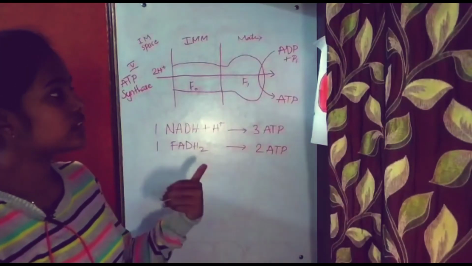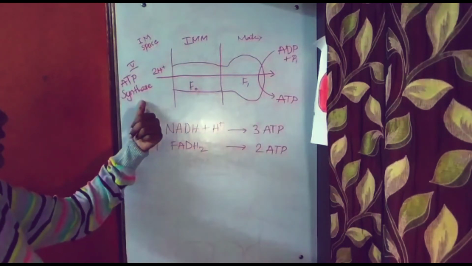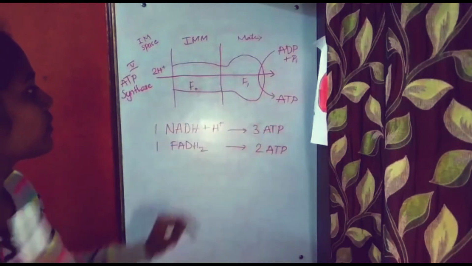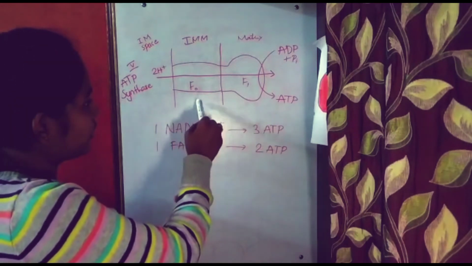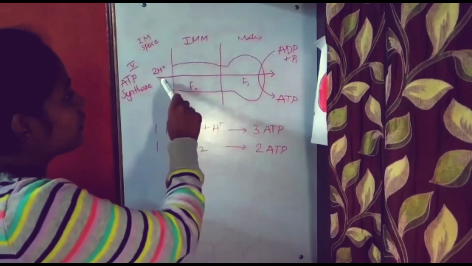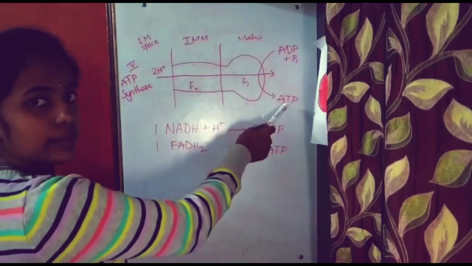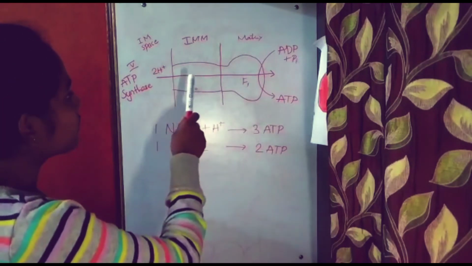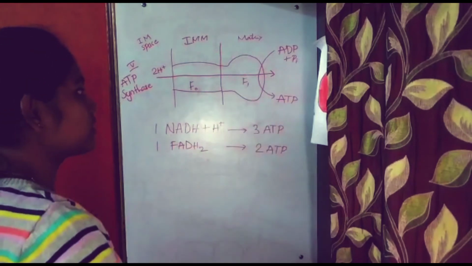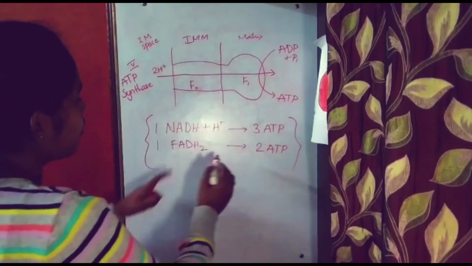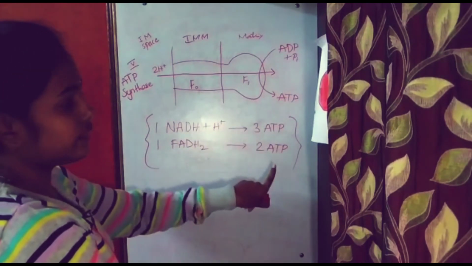Now coming to the actual synthesis of ATP, this is the fifth complex which is called ATP synthase. It has 2 components. One is F0 and another is F1. F0 is the integral membrane protein. It is the channel for H plus to pass. F1 is the peripheral membrane protein where ATP is synthesized. You have to note that for every 2 H plus passage, 1 ATP is synthesized. You should also remember that 1 NADH plus H plus gives 3 ATP and 1 FADH2 gives 2 ATP.